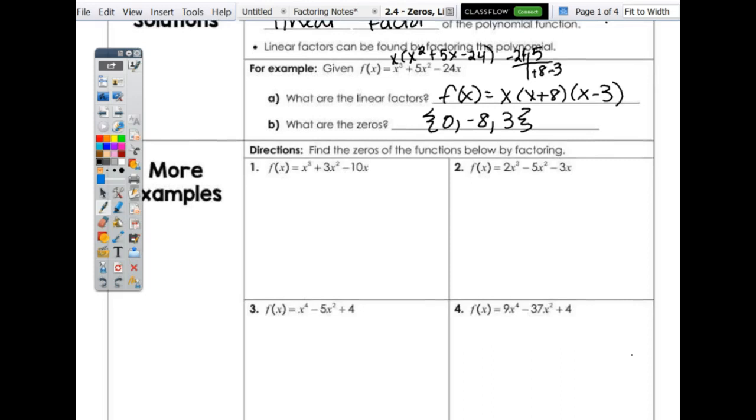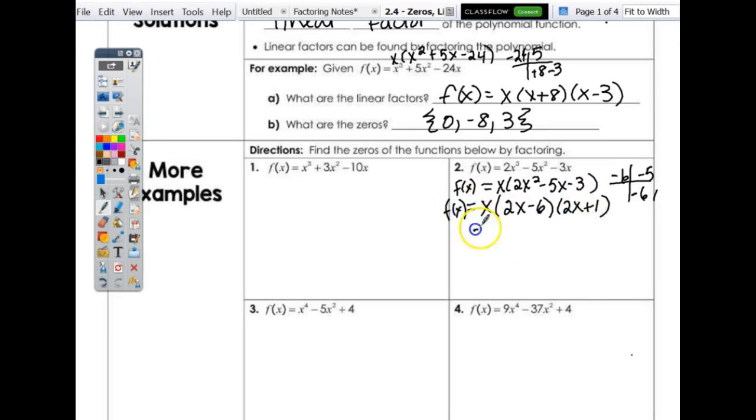So if I'm going to find the zeros, I'm going to start with number 2. I'm going to take out the x. So I get -6 and -5. So my factors are going to be -6 and 1. But I have a leading coefficient. I can reduce the first one.